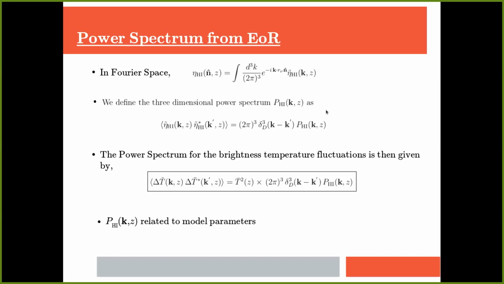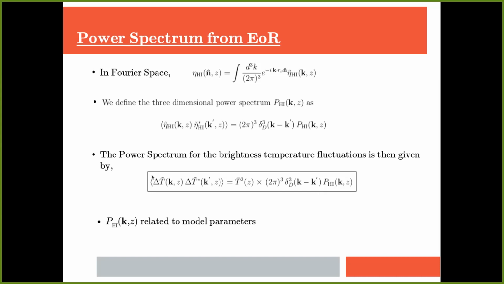So this comes from the assumption that our 21 centimeter signal is statistically homogeneous and isotropic, which gives us this delta function, and which shows us that the power is uncorrelated. So the power spectrum for the brightness temperature fluctuations will then be given by this T bar squared into this factor. So by measuring this, we can relate it to this PH1 of k, z, which is something that we can predict from our models of reionization or cosmic dawn. And so by measuring this quantity, we can then infer about various cosmological models and model parameters using the 21 centimeter line.